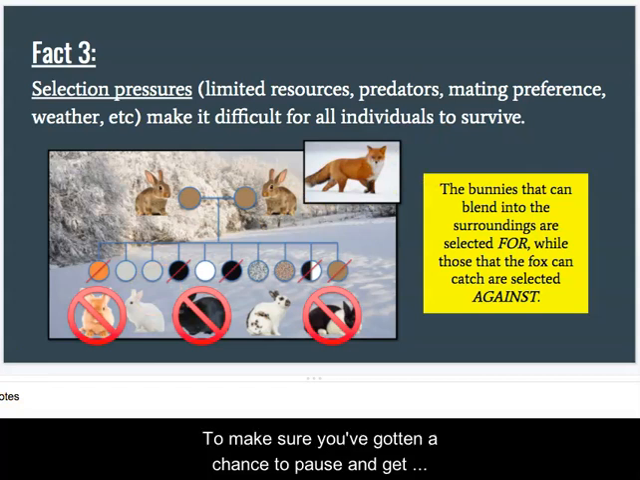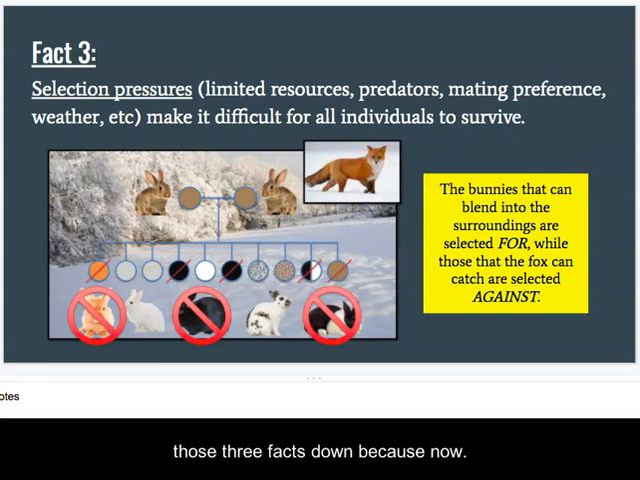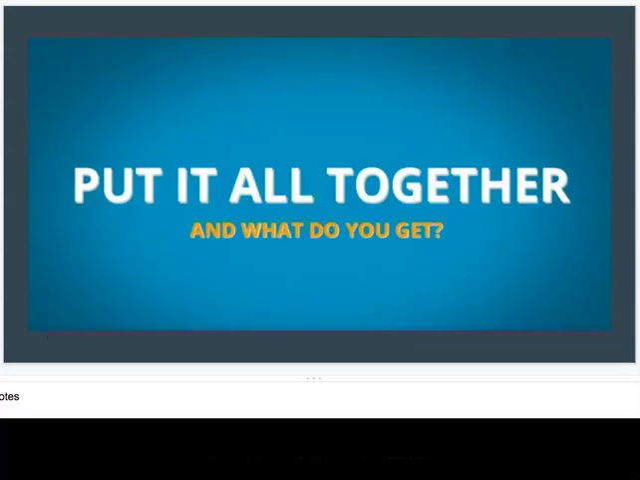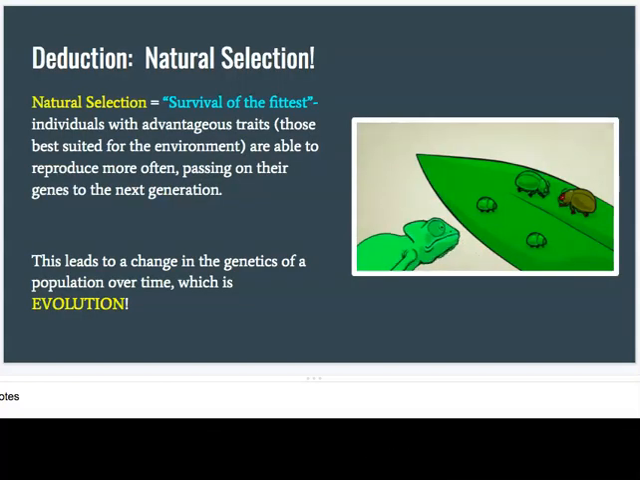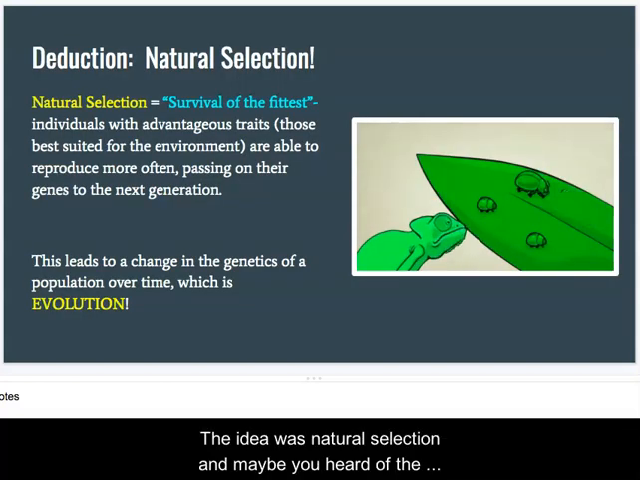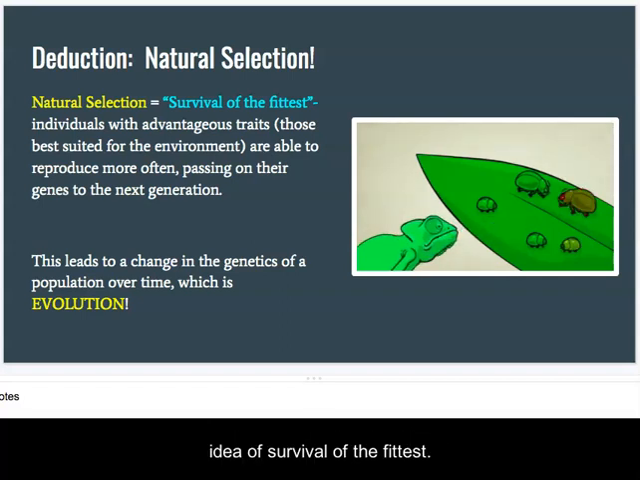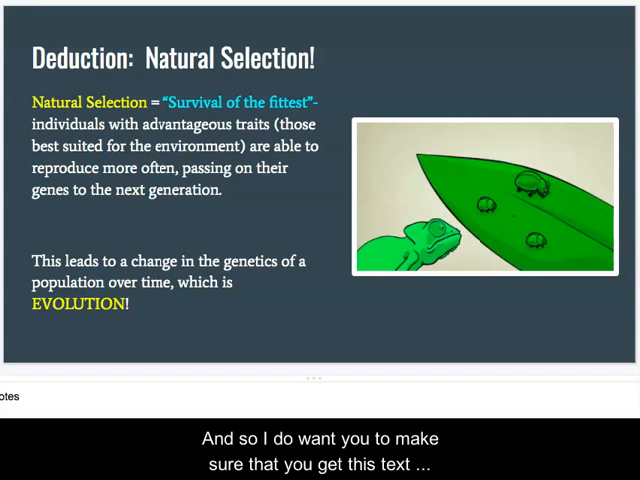So make sure you've gotten a chance to pause and get those 3 facts down, because now we are going to be putting it all together and coming up with the conclusion that Darwin was able to come to by observing all of those facts. The idea was natural selection. And maybe you've heard of the idea of survival of the fittest. And so I do want you to make sure that you get this text written down.